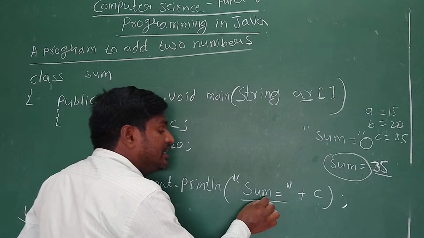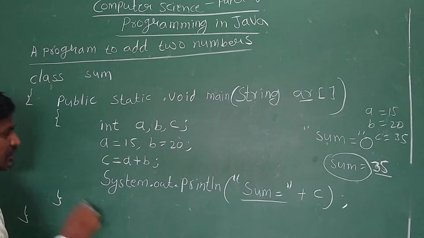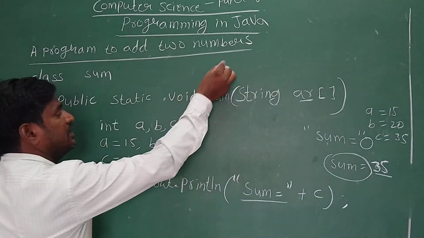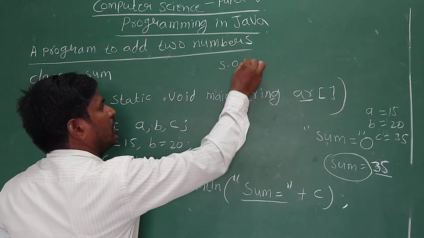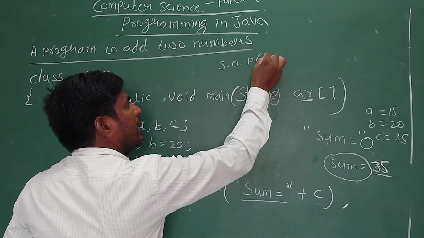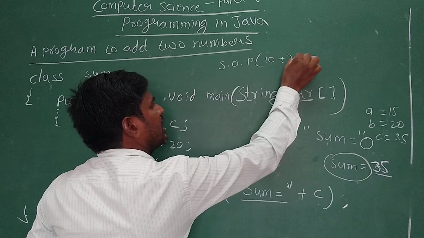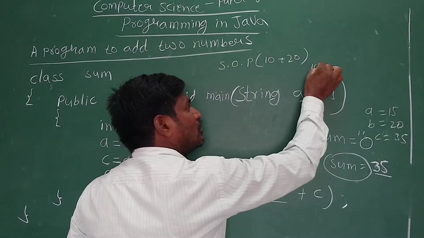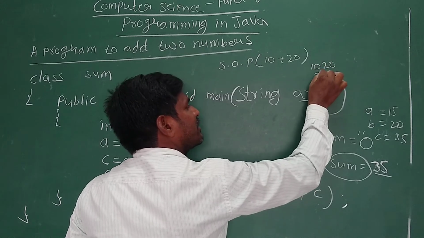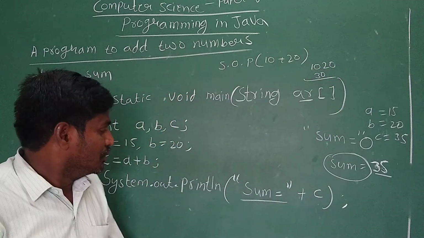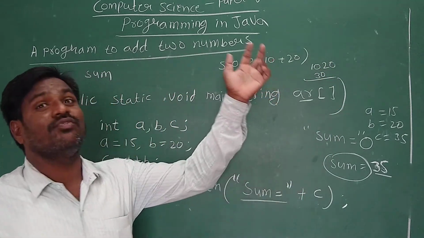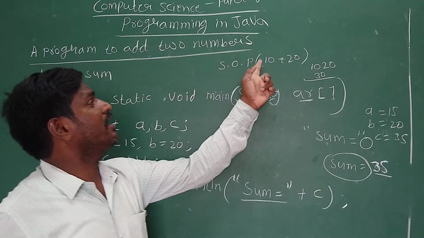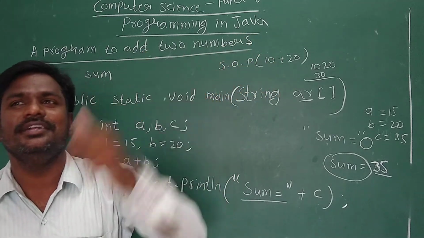Next, if it is an integer, for example, I write like this: System.out.println(10 + 20). What happens? It does not display 10, 20. It displays 30. Here it does not join, it performs addition, because 10 and 20 are both integers.